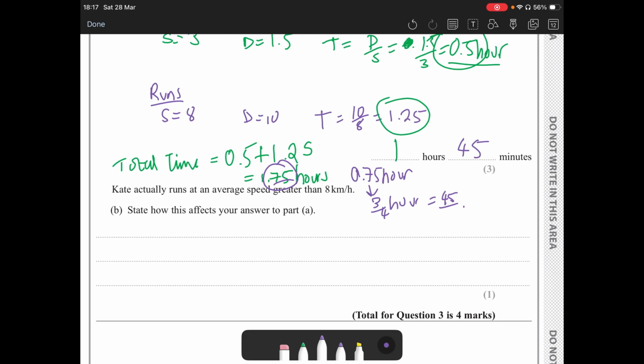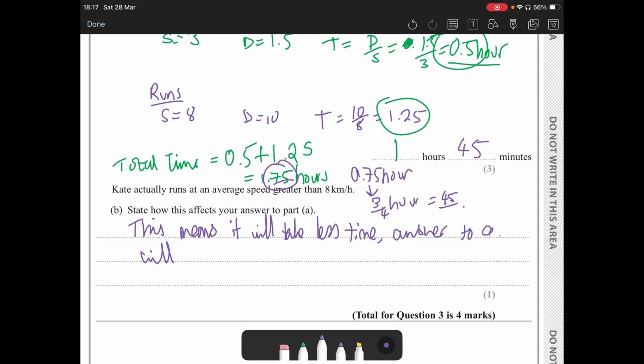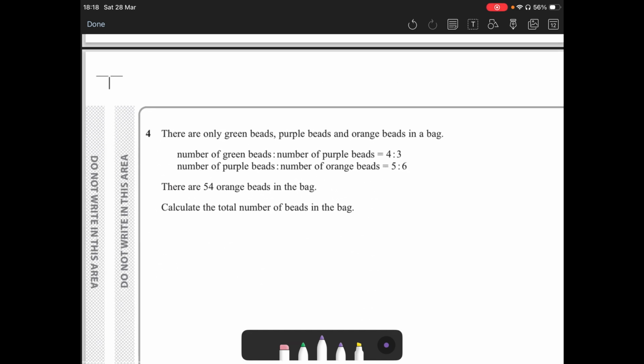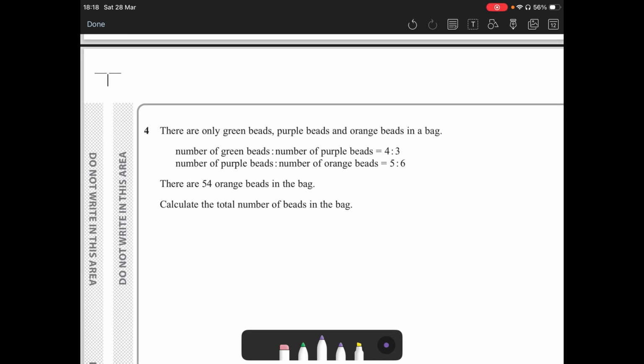Okay, right. This means it will take less time. The answer to A will be lower. If you go faster, it's going to take less time, surely, if we assume the distance remains fixed. Number 4, we've got green, purple, and orange beads.